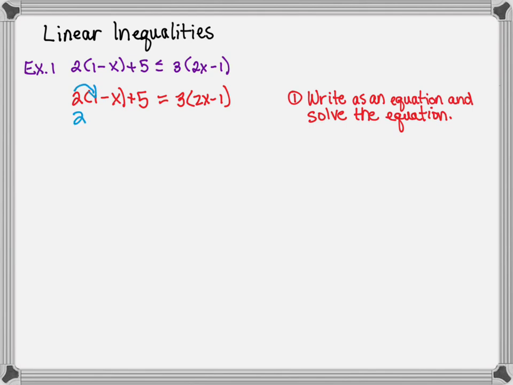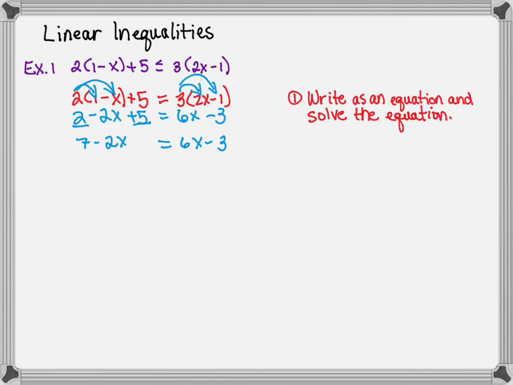2 times 1 is 2. 2 times negative x is minus 2x plus 5 equals, and then we'll distribute again. 3 times 2x is 6x. 3 times minus 1 is minus 3. We'll combine our like terms, so 2 plus 5 is 7, minus 2x equals 6x minus 3.